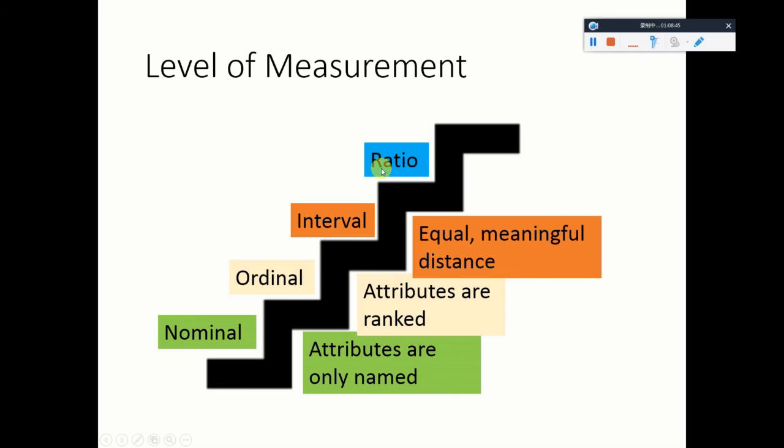Lastly, at the highest level, we have ratio measure. Ratio measure here is where we add a true zero, a non-arbitrary zero, to this equal interval scale. And all these constitute the 4 levels of measurement, the 4 types of scales that we can use to measure the variables that we're interested in.